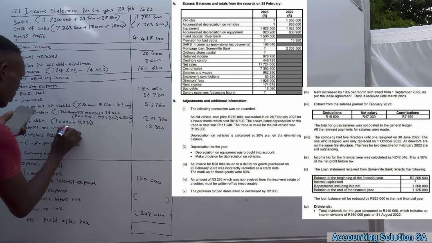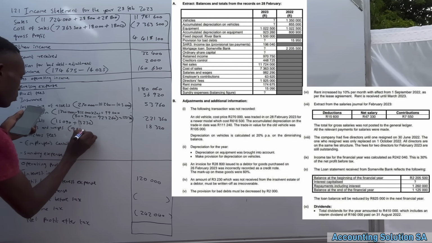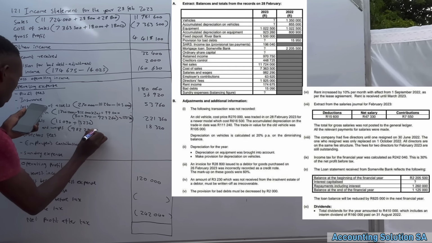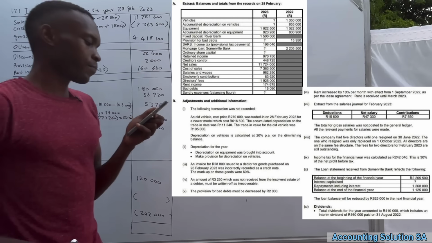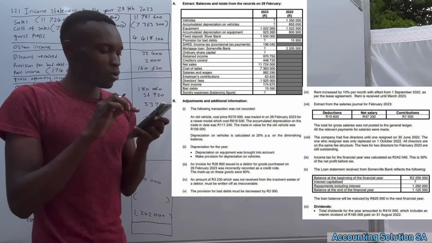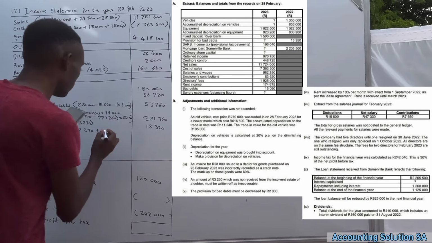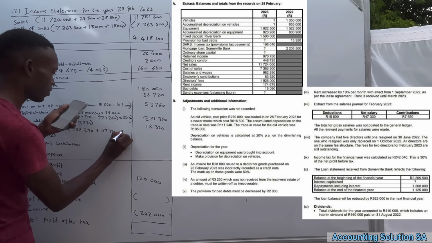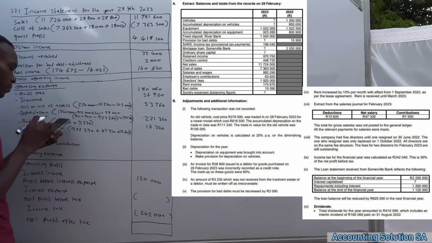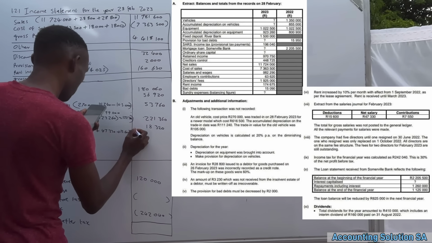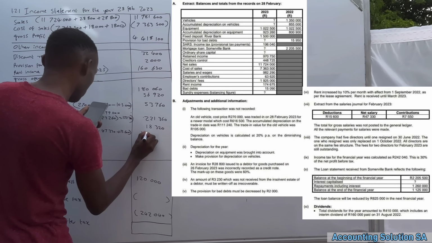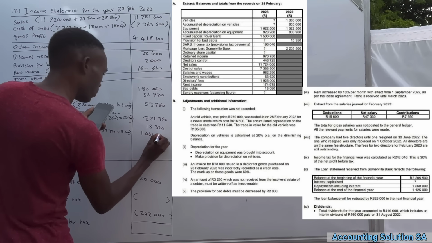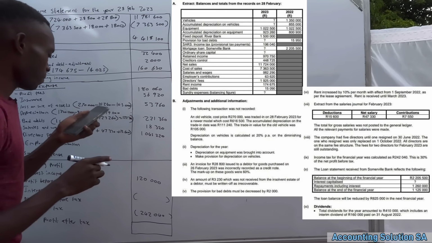Then salaries and wages. Salaries and wages, at the beginning we have an amount of 982,290 plus, let's take transaction number 6, extract from salaries journal for February 2023. We don't focus on contribution. Contribution is liability. We only focus on net salary and deduction, which means that we're going to add 47,330 plus 15,600. Okay, and you will get an amount of 1,045,220. Okay, the next one is director's fees.